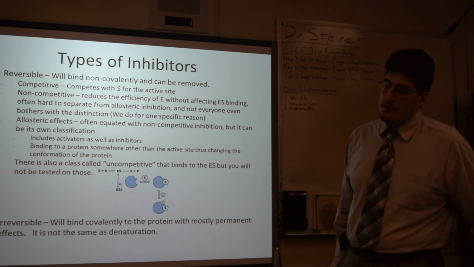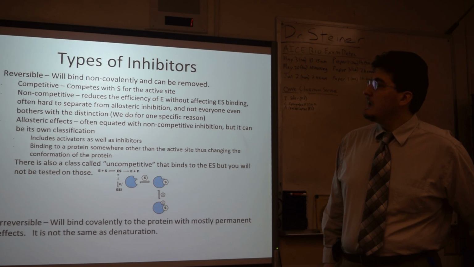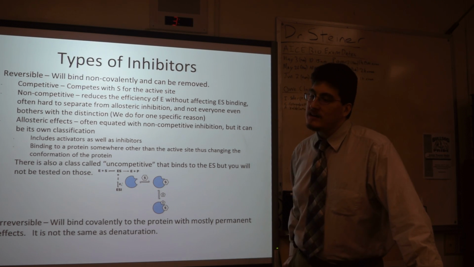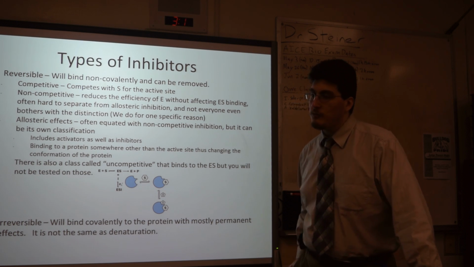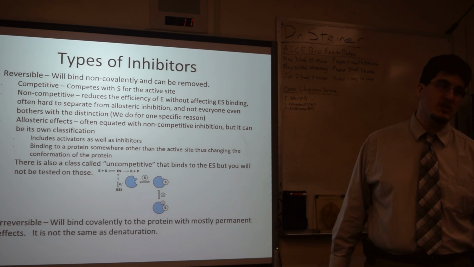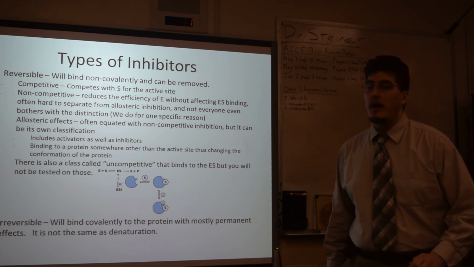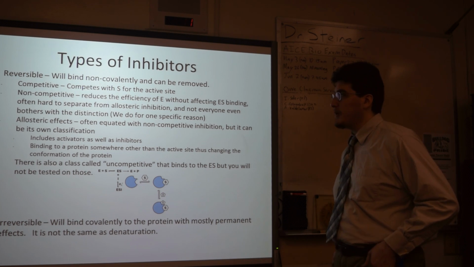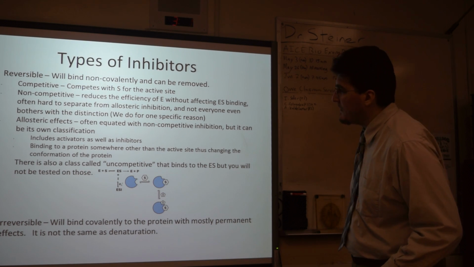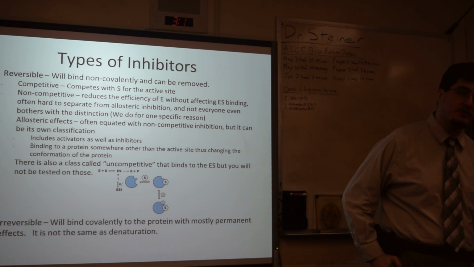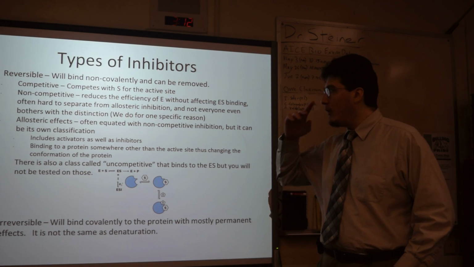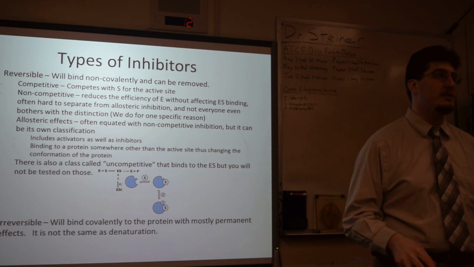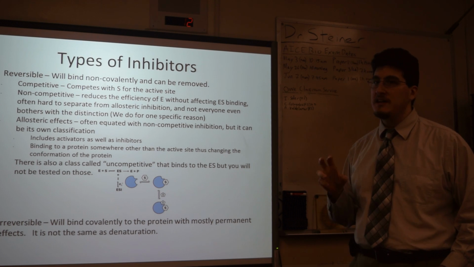A competitive reversible inhibitor is an inhibitor that competes with the substrate for the active site of the enzyme, and you can reverse the inhibition of the enzyme. A non-competitive inhibitor will reduce the efficiency of the enzyme without affecting enzyme-substrate binding. Oftentimes this gets confused with allosteric inhibition. They are not necessarily the same thing.